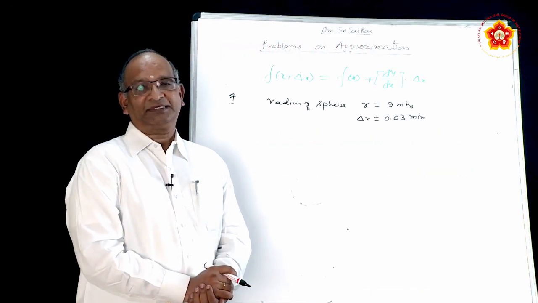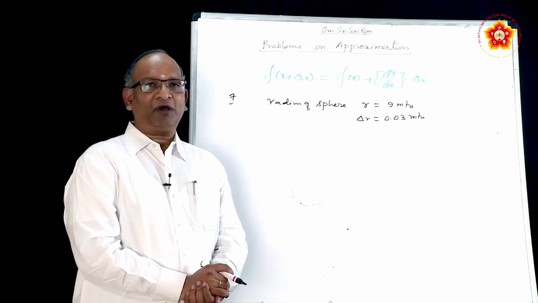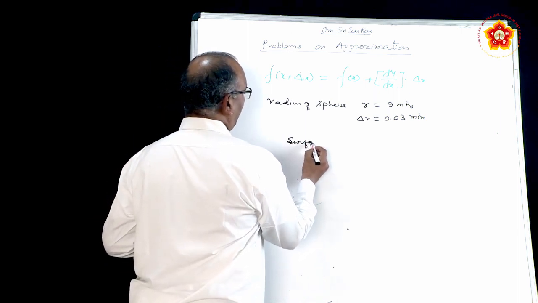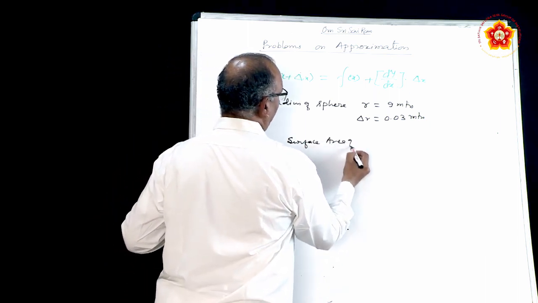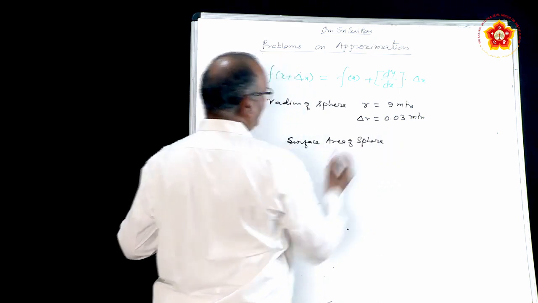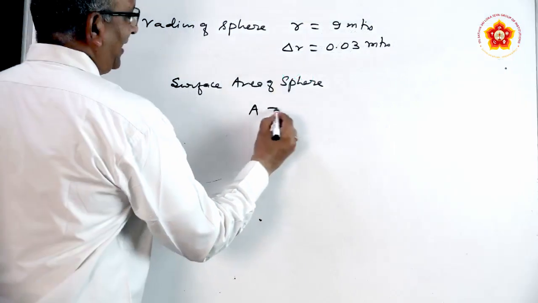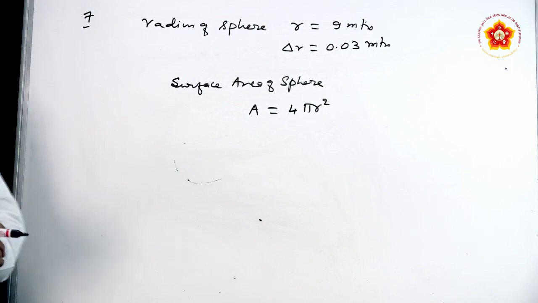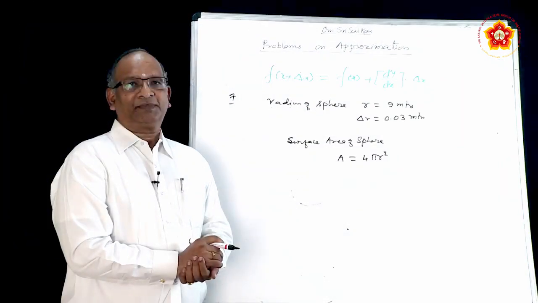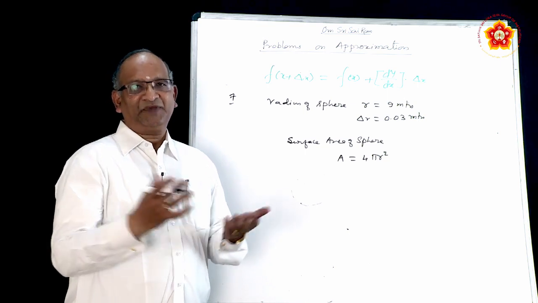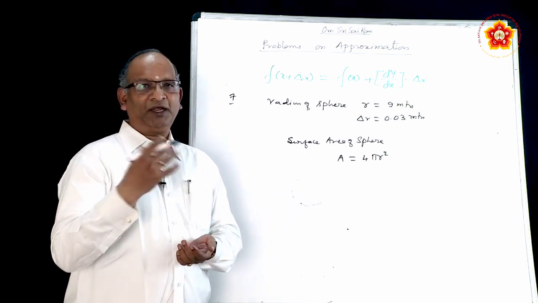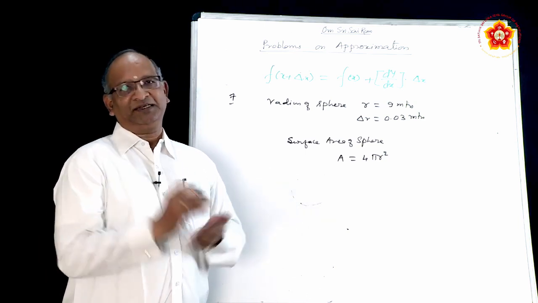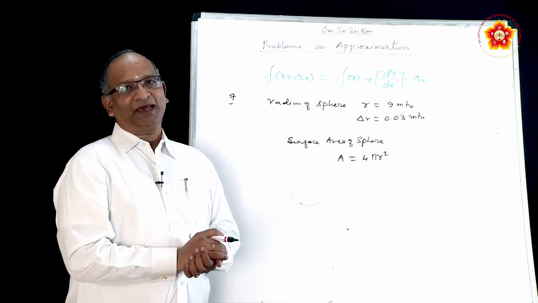Surface area of what? Surface area of sphere. What is the formula for surface area of sphere? Let us say, since it is area, we call it A is equal to 4 pi r square. This is the formula for surface area. Sphere has got only one surface. Whether you call it total surface, curved surface, or circular surface, there is only one surface, and the formula is 4 pi r square.